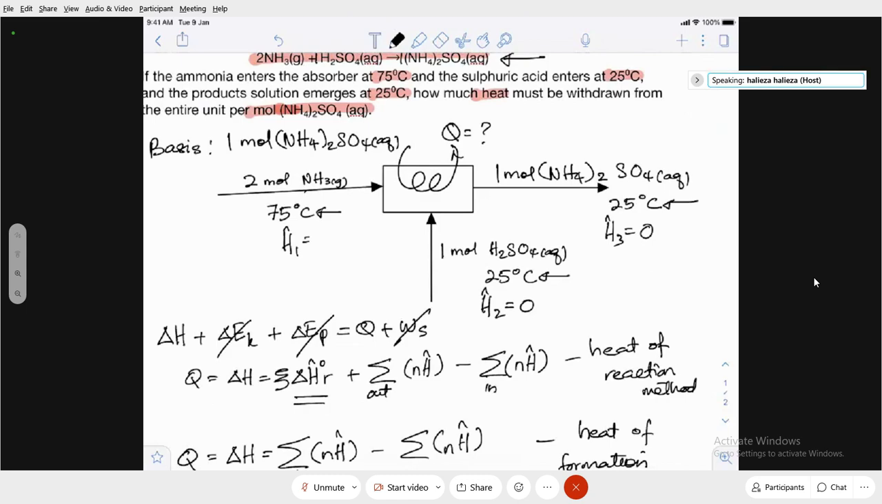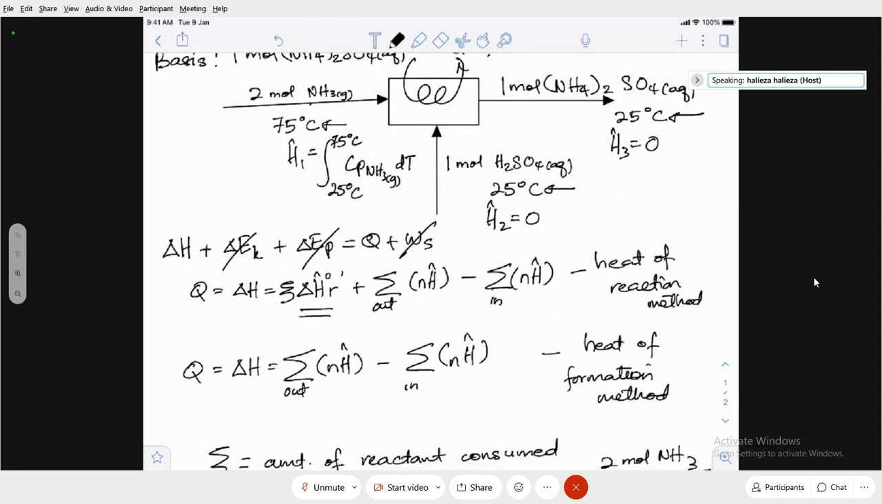So what you have to do for this part, because you start at 25 degrees C as your reference state, you need to get the enthalpy using the Cp of ammonia gas, which you can get the polynomial equation from appendix B2. You need to do the integration. Okay? But first, let's get the heat of reaction first.